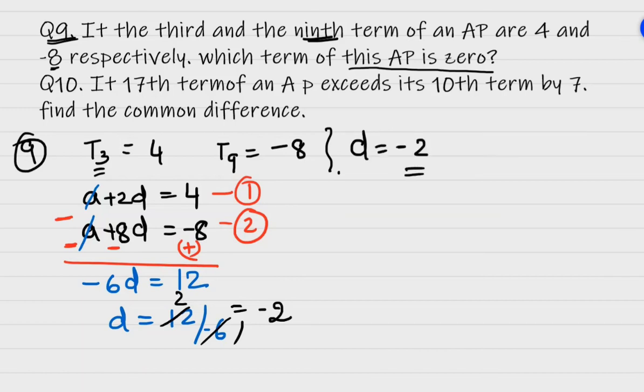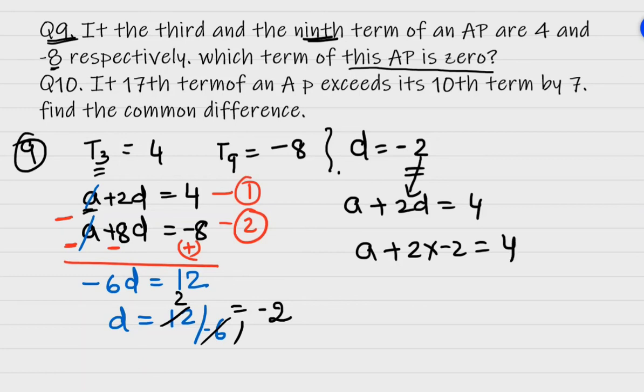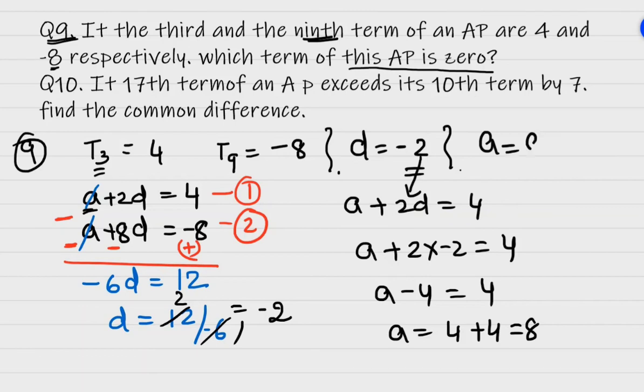Once you got the value of D, you have to find the value of A also. So A plus 2D equal to 4. Now let us put the value of D in this equation. So this will become A plus 2 into minus 2 equal to 4. So A minus 4 will be equal to 4, and A is equal to 4 plus 4, that is equal to 8. So now from here A is equal to 8.